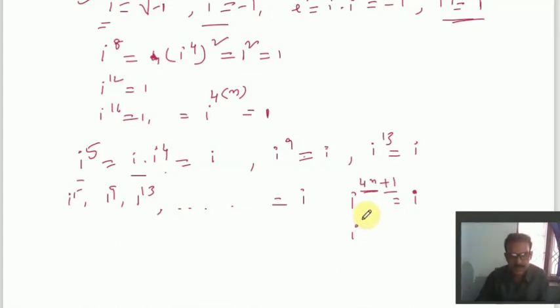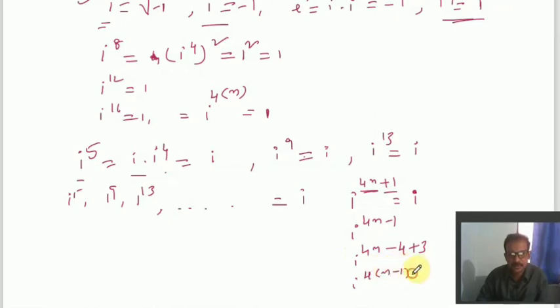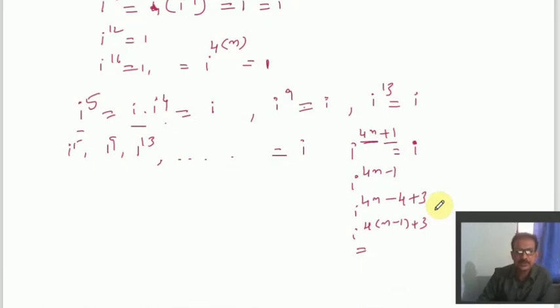In the same manner, what about i power 4n minus 1? It can be written as i power 4n minus 4 plus 3, that means i power 4 into n minus 1 plus 3, which is i power 4 into n, that is equal to 1, into i cube. I cube we already know is equal to minus i.